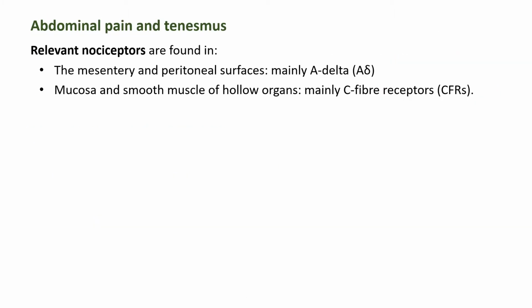So let's start with abdominal pain. We'll also then talk about tenesmus. So we have nociceptors on the mesentery and peritoneal surfaces, and these are mainly A delta fibers. We also have nociceptors on the mucosae and the smooth muscle of hollow organs, and these are mainly C fibers.